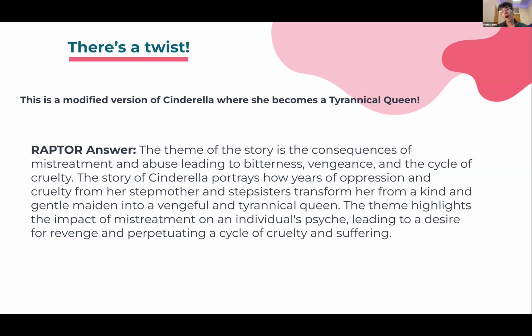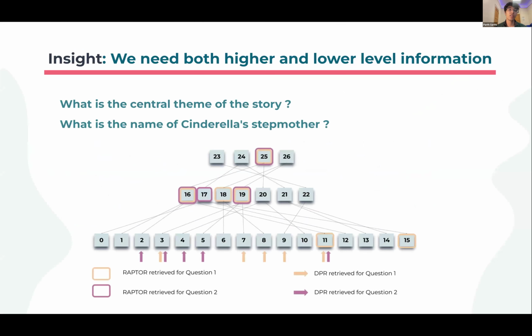In this presentation, we'll dive into how we get a tree structure which is able to capture both this higher level and lower level information. The insight here is that you need some higher level information about your retrieval corpora that can help us answer thematic questions, do multi-hop questions, and better understand what your retrieval corpora entails. And you obviously need the lower level information for creating this higher level corpus, but also to answer questions that you can answer with one chunk. What is the name of Cinderella's stepmother?